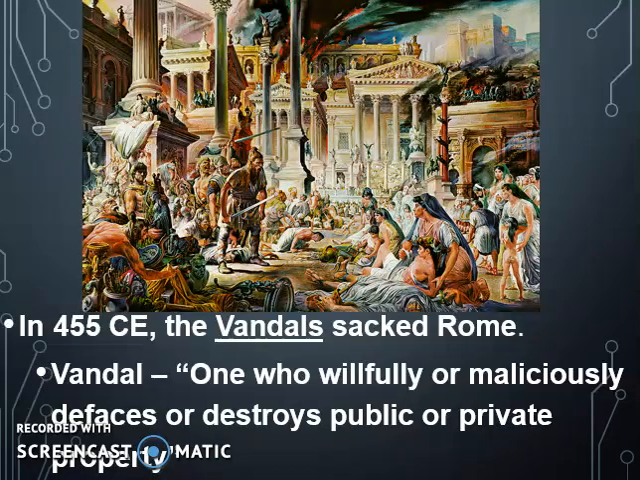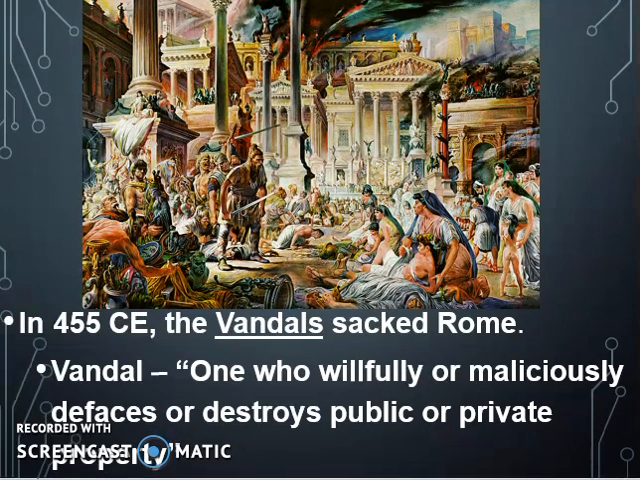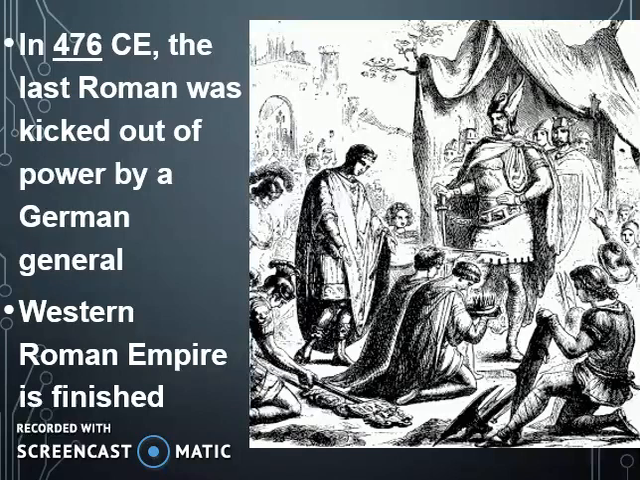In 455 CE, the Vandals, one of these groups, sacked Rome, destroyed Rome, took over Rome. The Vandals were a Germanic tribe. Today, it is a common term in our culture that means one who willfully or maliciously defaces or destroys public or private property. So the word Vandal comes from the Vandals who sacked Rome. In 476 CE, the last Roman was kicked out of power by a German general. The Western Roman Empire was finished.